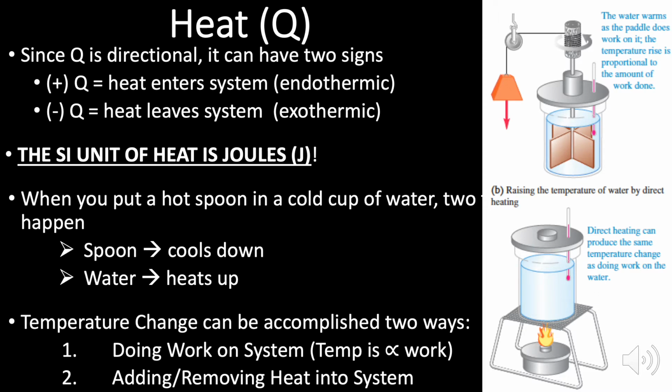Since heat is directional, it can have two signs. If you have a positive Q, that means heat is entering into a system. That means you're heating something up. If heat is negative, so you have negative Q, that means heat is leaving the system. So it's giving off heat. So positive Q, you give it heat. Negative Q, it releases heat. And the unit for heat is joules.